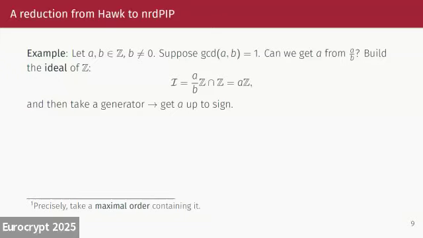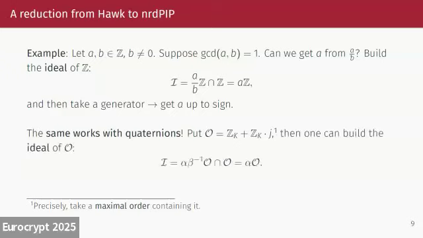Well, you can consider the fractional ideal a over b times Z. So you take the integer multiples of a over b, you intersect with the integers, and then you get the ideal generated by a. You take a generator, and so you get a up to the sign. Well, actually, the same works with quaternions, but you replace Z by O, which is Z plus Zi plus Zj plus Zk, which is an order in the quaternion algebra.